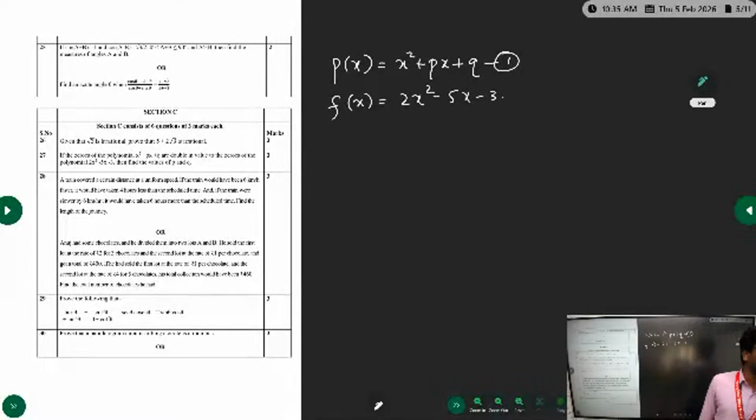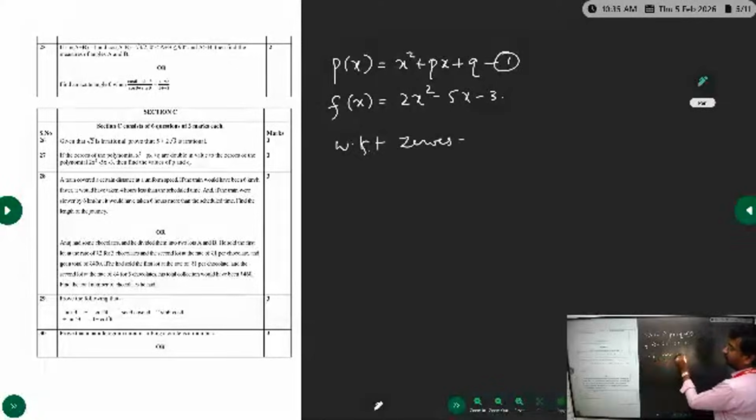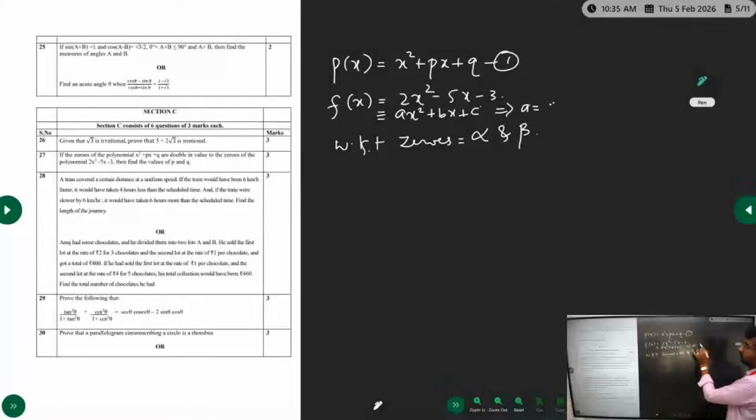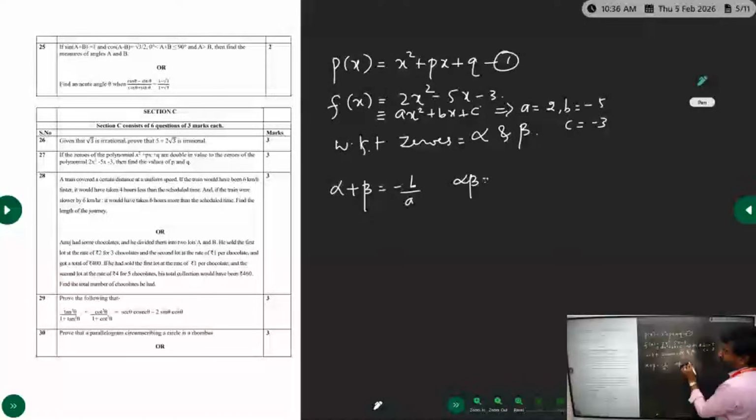What is the meaning of zeros? What are called zeros? Alpha and beta. Zeros are nothing but alpha and beta. Now, how to get the sum of zeros and product of zeros? What are the known values here? The second polynomial, am I right? It is in the form of ax square plus bx plus c, which implies a, b and c are known. Alpha plus beta is equal to minus b by a. Alpha beta is equal to c by a.